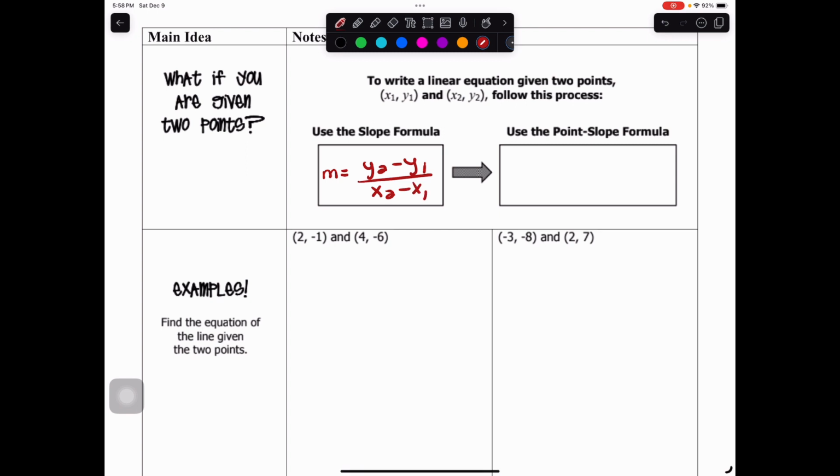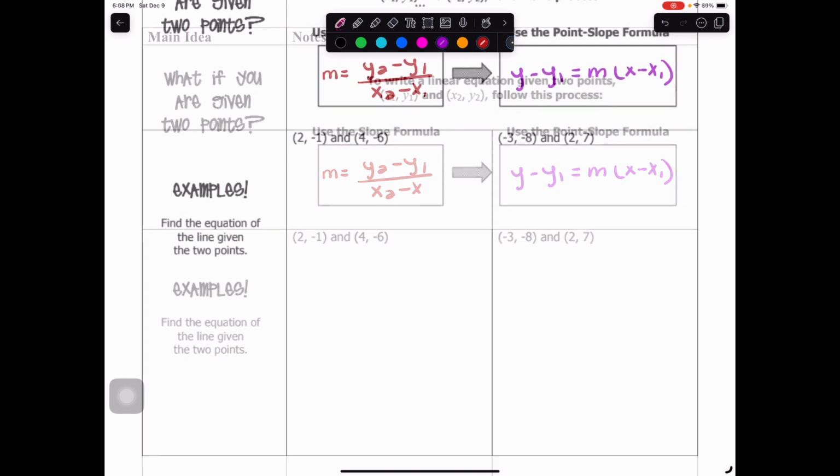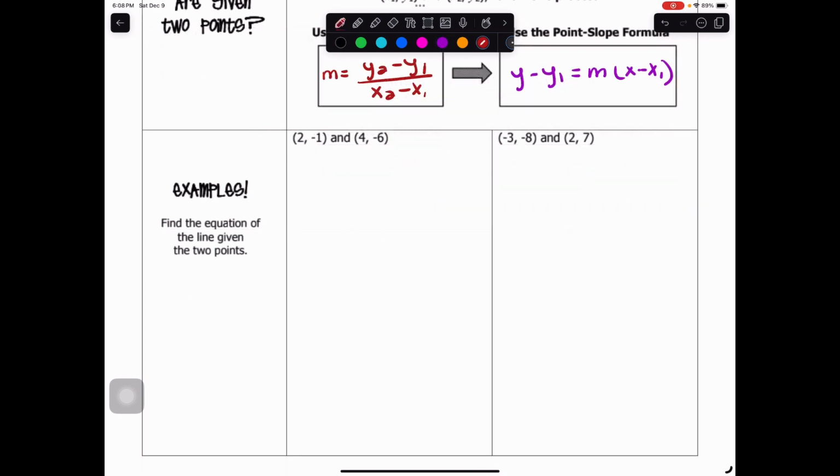And once we find that slope, we can then use the point slope formula of y minus y1 equals m times x minus x1 to write the equation. So now we're going to look at a couple examples. We're going to find the equation of the line given the 2 points. So remember, I need the point and a slope for this formula.